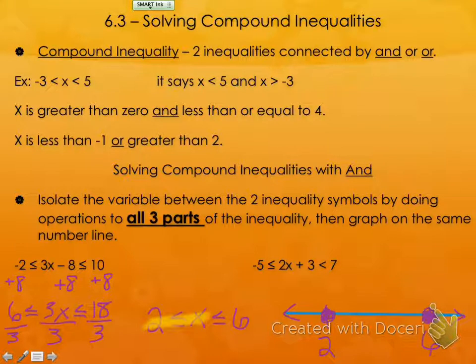The first inequality I'm going to graph is 2 is less than or equal to x, which, since the x is on the right-hand side, I can't look where the arrow is pointing, I have to go the opposite direction, so I'm going to the right. Then the second one is x is less than or equal to 6, which means that my arrow is going to be pointing to the left. Since the x is on the left, my arrow is going to point whichever way the inequality is pointing.